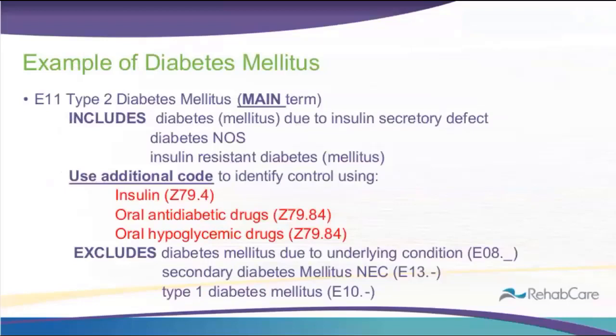So here's an example. E11 is type 2 diabetes mellitus. That's your main term. So the diabetes is the main term. Then this is the way it looks in the book. It includes diabetes mellitus due to insulin secretory defect, diabetes, insulin-resistant diabetes. Then you have to use an additional code to identify the insulin, the oral drugs. And then it excludes diabetes mellitus due to underlying condition that gets coded in E08, or secondary diabetes mellitus, NEC, which goes in E13, or type 1 diabetes, which goes under E10.